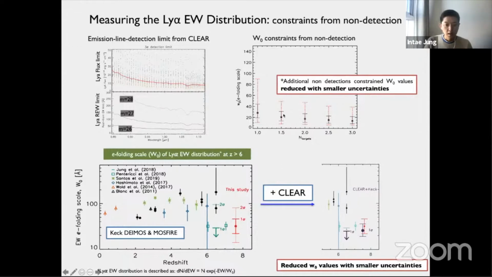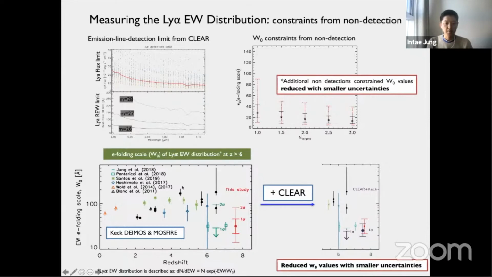In the top left, I'm showing the Lyman-alpha detection limit in terms of Lyman-alpha flux and rest-frame equivalent width that are measured from individual CLEAR spectra. And on the right panel, the figure shows a simulation exercise on how the measurement of the e-folding scale would change with including additional non-detections. The x-axis shows the multiplied number of non-detections relative to the original data set. So if you double the non-detections, as in the second data point here from the original, the constrained e-folding scale is reduced and constrained with smaller error bars.